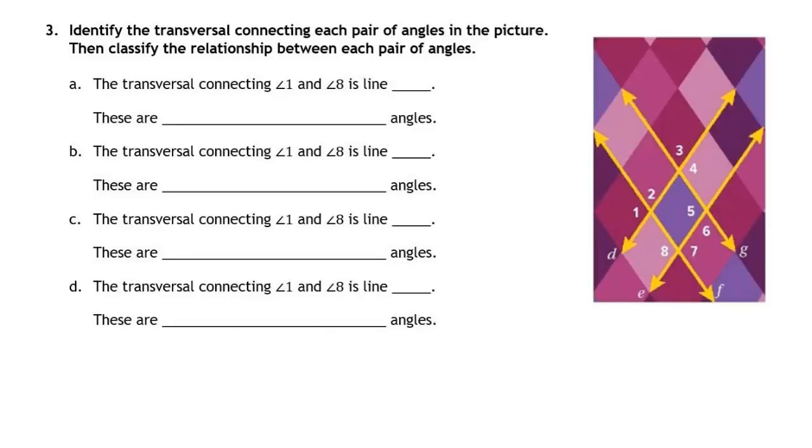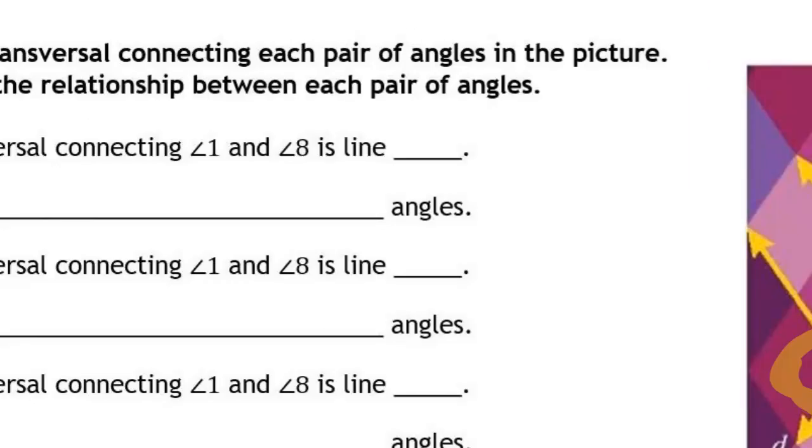Problem number 3, identify the transversal connecting each pair of angles in the picture, then classify the relationship between each pair of angles. The transversal connecting angle 1 and angle 8. So here's angle 1 and here's angle 8. What line do they both touch? F. So the transversal is F.